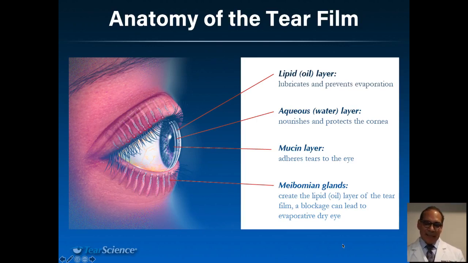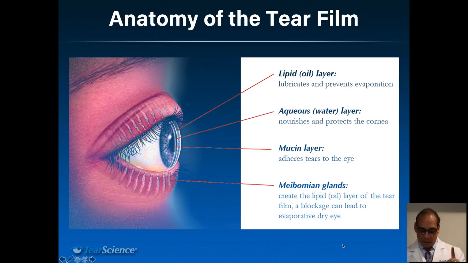Mucin is what sticks the tears to the surface of the eye. So you have a thin layer of mucin, a thick layer of water, and a thin layer of oil at the top. In the old days, we used to think that if a person had dry eye, it's because they were lacking water, because it's mostly water.